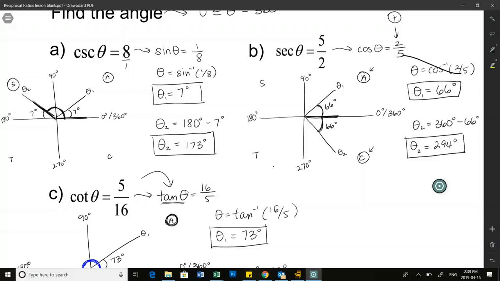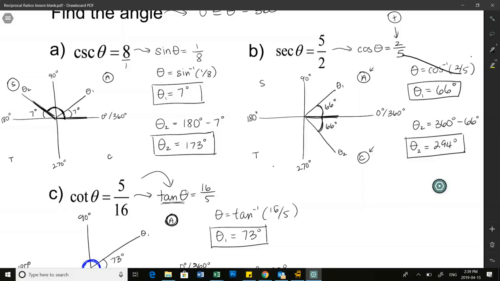And then in the C quadrant, this is the cosine quadrant, so cosine will be positive, but the other two trig ratios, tan and sine, will be negative. Okay? So let's think about an example here. If I know that cosine of theta equals -1/4, I have two potential areas where cosine could be negative.